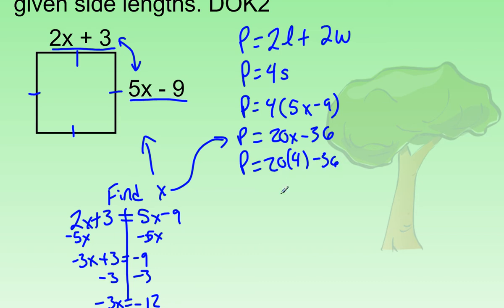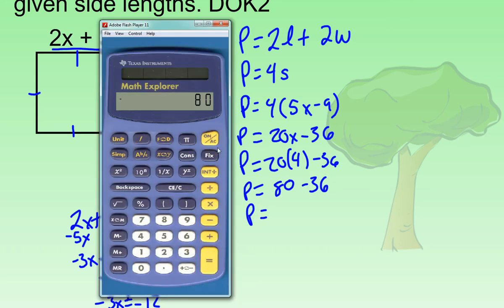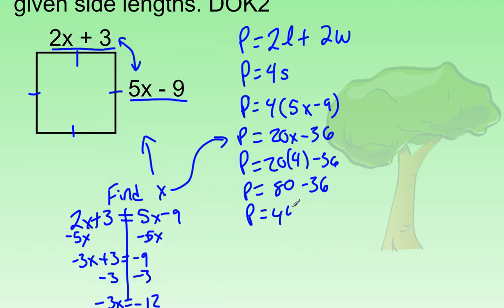watch this. 20 times 4 is 80. 80 minus 36 equals 44. So we think that's the perimeter. If you did it this way, it works. It's actually true.